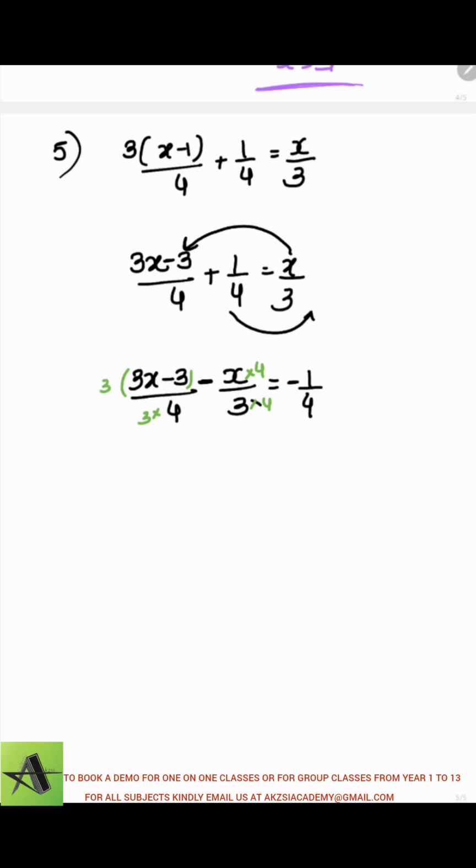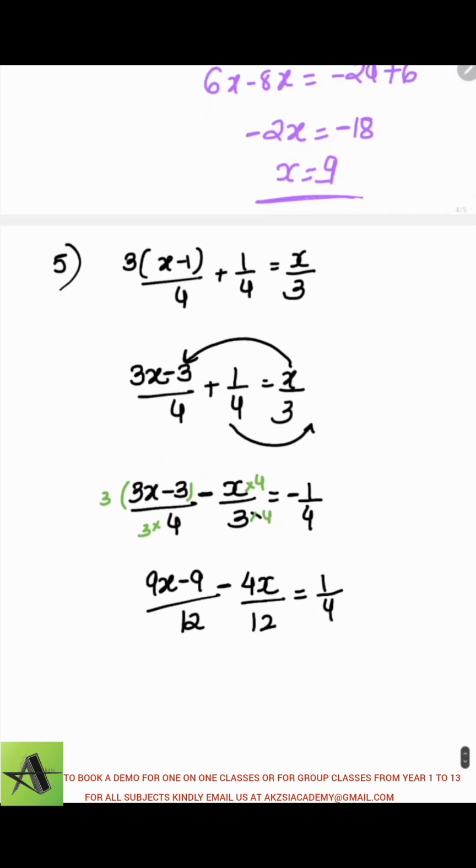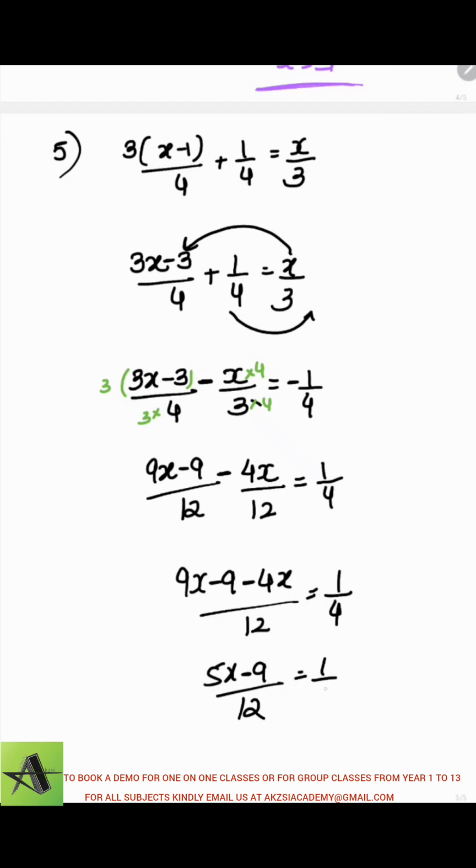So final answer will be 3 times 3x is 9x. 3 times 3 is minus 9 over 12. 4 times x is 4x and 3 times 4 is 12. Now I can simplify the numerators. So 9x minus 9 minus 4x over 12 equals 1 over 4. 9x minus 4x is 5x minus 9 over 12 equals 1 over 4.